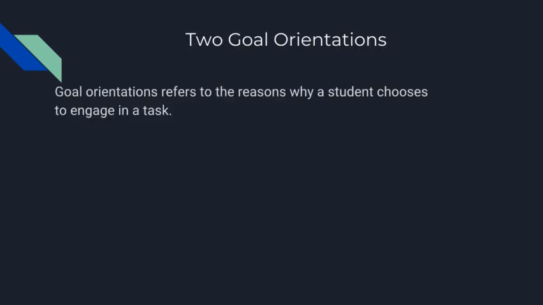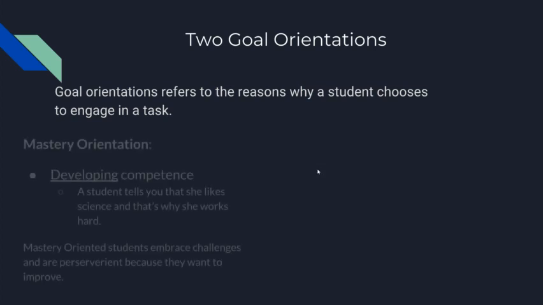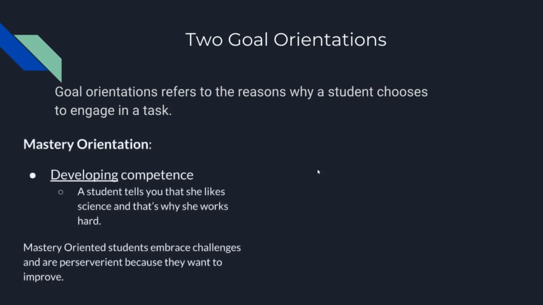Next, we'll look at the two goal orientations. Goal orientations refer to the reasons why students choose to engage in a task. These two orientations are mastery orientations and performance orientations. First, we'll look at mastery orientation. Mastery orientation is the development of competence.